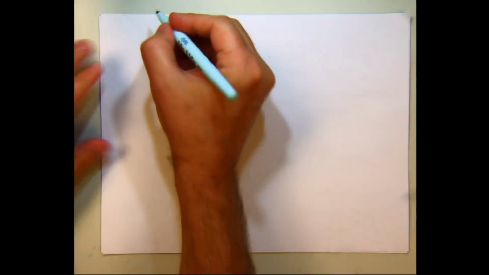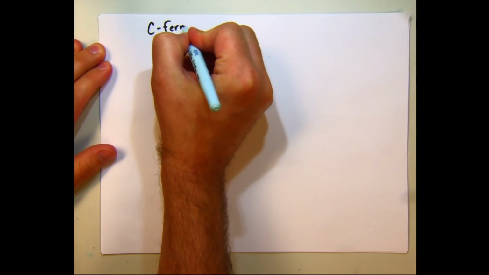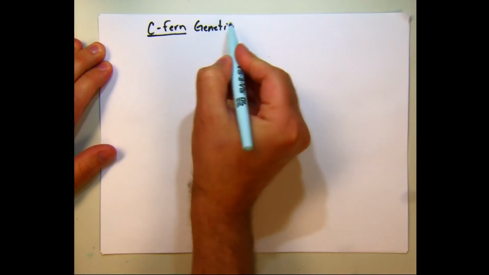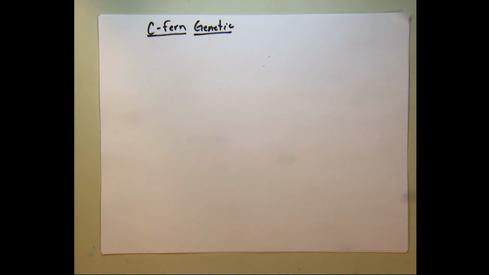Today, in this video, we are going to discuss C-fern genetics. We're going to separate this into two parts. The first part, I'm going to talk about the genetics, and then we'll come back and discuss the C-fern and its life cycle, because the C-fern life cycle is something you're going to be noticing, and we're going to come back to it in Biology 112.